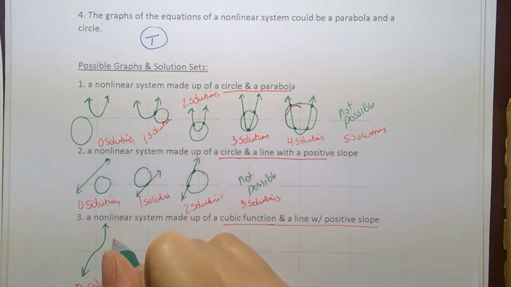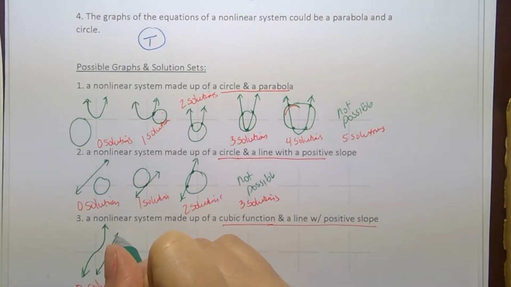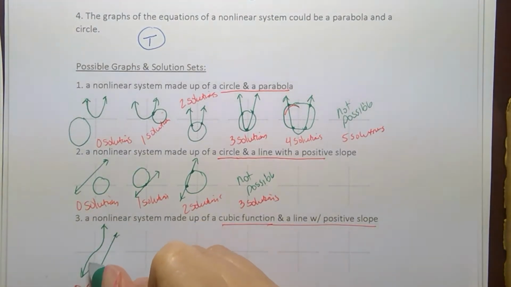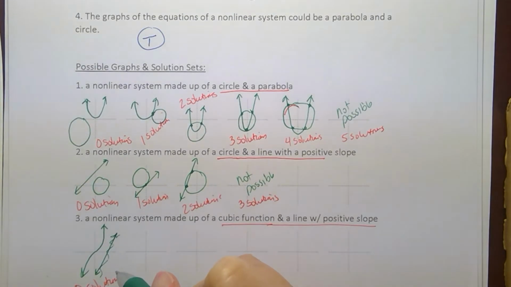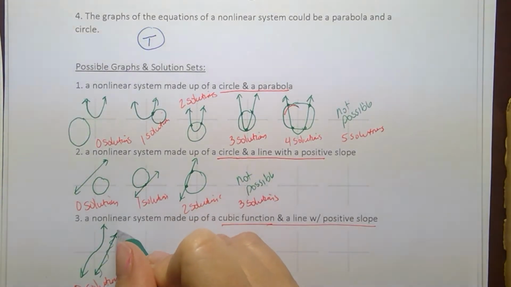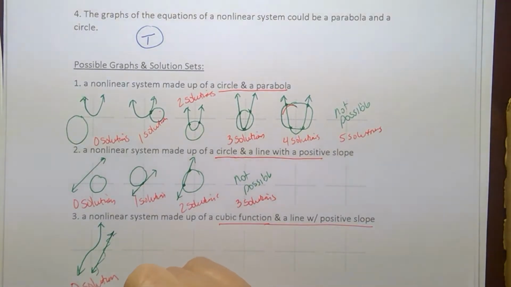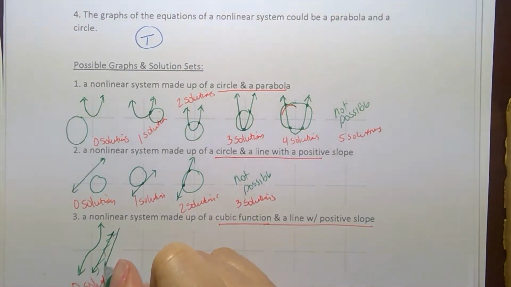Line with a positive slope, right there. That's not going to work because it's going to need to be more vertical. If I did that one, this slope is such that I think it's going to run into that cubic function further down. But I can do it really steep and that's going to work. 0 solutions.